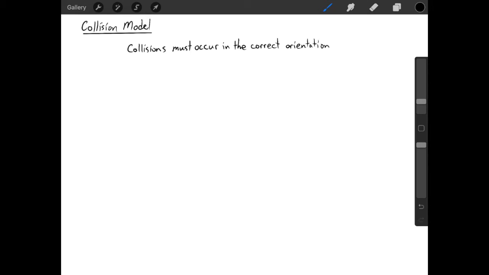The second underlying concept in the collision model is that collisions have to happen in the correct orientation for the reaction to happen. So we'll look at an example of chlorine reacting with NaCl. Notice that one of the products is Cl2. In order for this reaction to happen, the chlorine atom must collide with the chlorine part of the NaCl molecule. So we'll look at two different ways in which the chlorine atom can collide with the NaCl molecule.